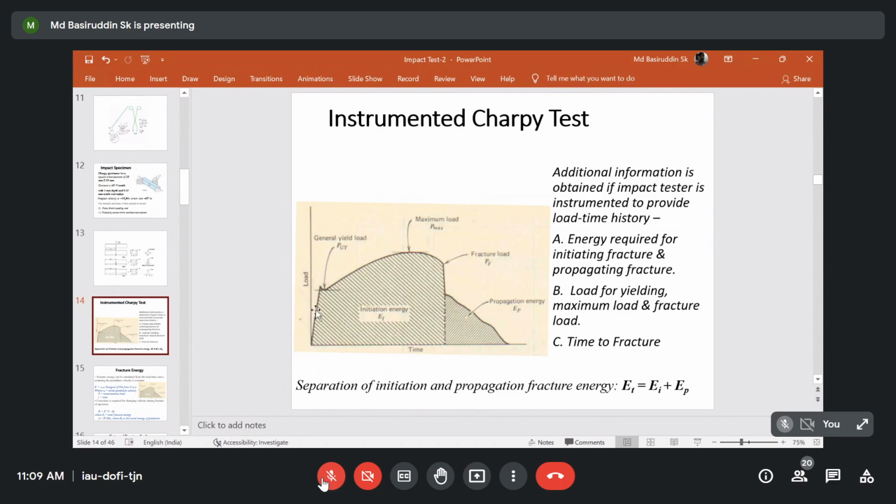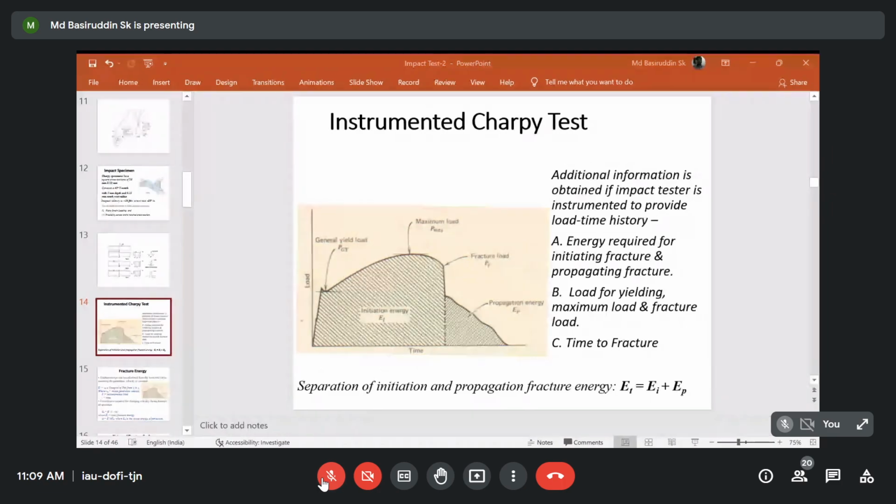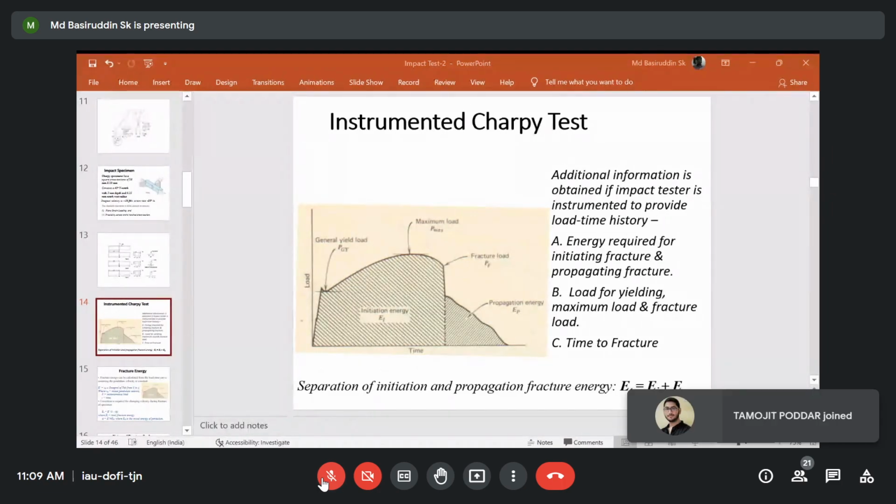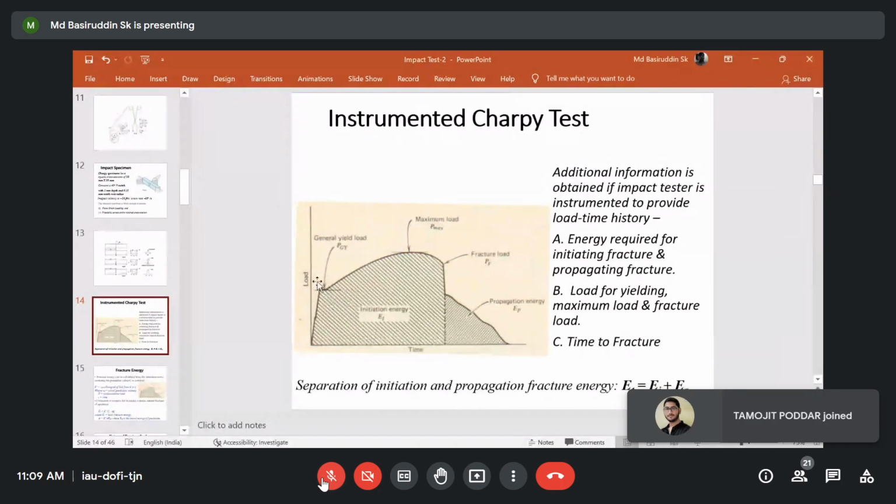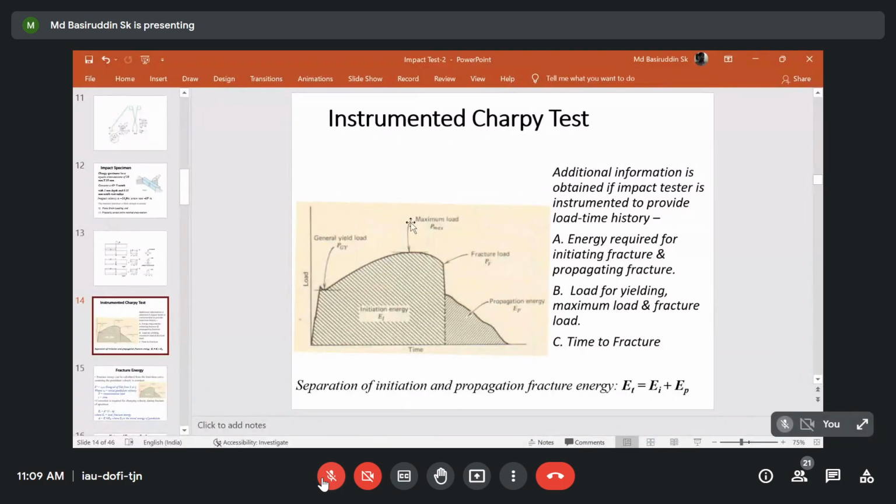After a few milliseconds or a few microseconds, you will find that your load is increasing to a certain value, and your material starts to yield. That particular thing is called the general yield condition. If your material reaches this position, then some yielding will happen in the material in front of the notch. And then it may reach the maximum loading condition, where some plastic deformation may happen in front of the notch, and then it will reach the fracture load position.